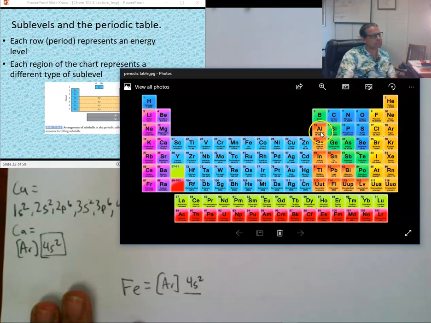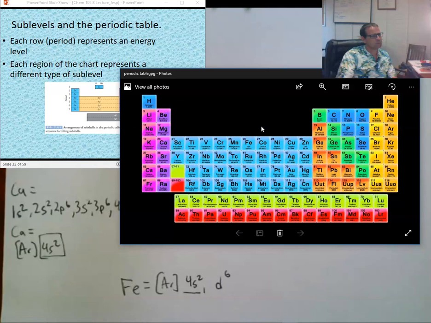In terms of its... Isn't it the D block? That's right. This is the D block. So these electrons are going to be going into the D orbitals. All right, we need 6. We're going to put the 6 up there.